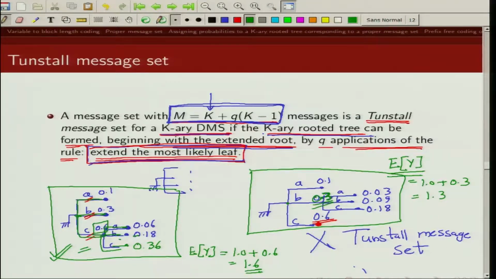So clearly you can see, if I extend the most likely leaf, then that leaf becomes a node, right? And the probability of the node gets added to the expected value of y. So if every time I am extending the most likely leaf, then that leaf becomes a node and its probability gets added to the expected value of y. So the expected value of y will be maximum when I extend the most likely leaf, and that is why the Tunstall message set will maximize my expected value of y.